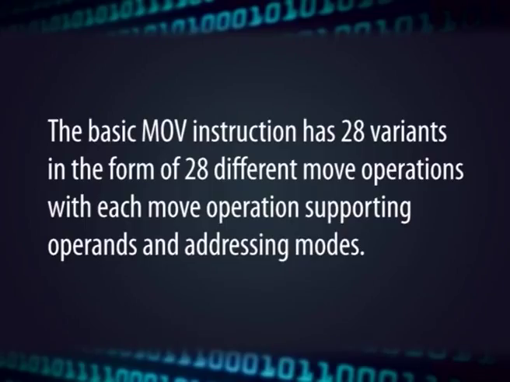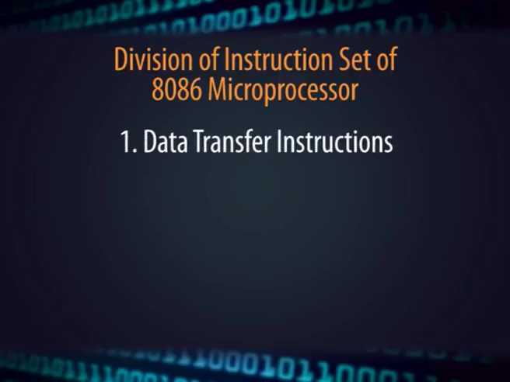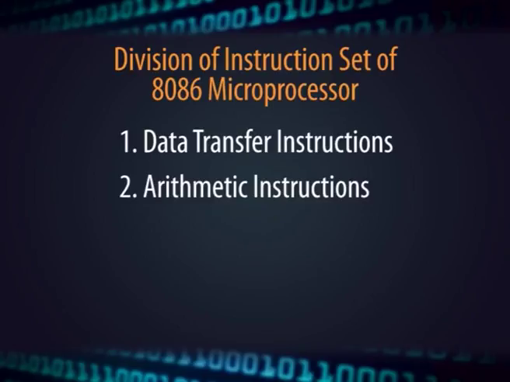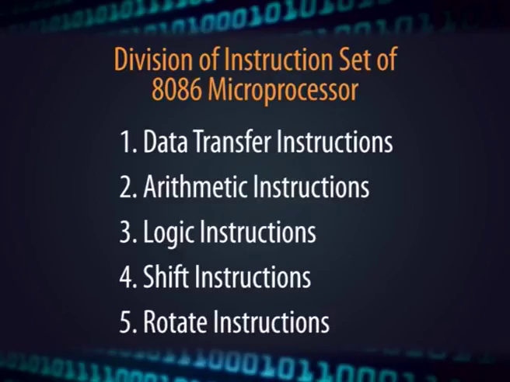For example, the basic move instruction has 28 variants, in the form of 28 different move operations, with each move operation supporting different operands and addressing modes. We divide the instruction set of 8086 into 5 different categories. The first category is data transfer instructions. The second category is arithmetic instructions. The third category is logic instructions. The fourth category is shift instructions. The fifth category is rotate instructions.